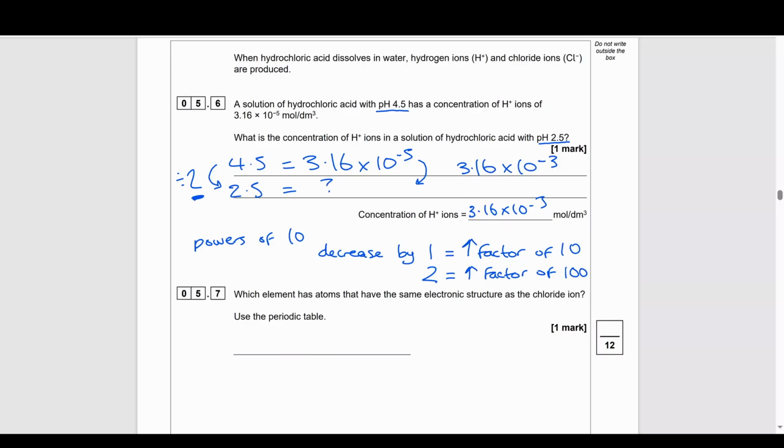Interestingly, to check that this pH actually has this concentration, there is a formula that you could use, which you don't need to know. To calculate pH is equal to minus log of the hydrogen ion concentration. So if you were to put into a calculator minus log of 3.16 times 10 to the power minus 5, it will generate a pH value of 4.5. To check then your answer is actually correct, what you could do is minus log of 3.16 times 10 to the power minus 3, and it should give you a value of 2.5, and that would confirm that you're correct.